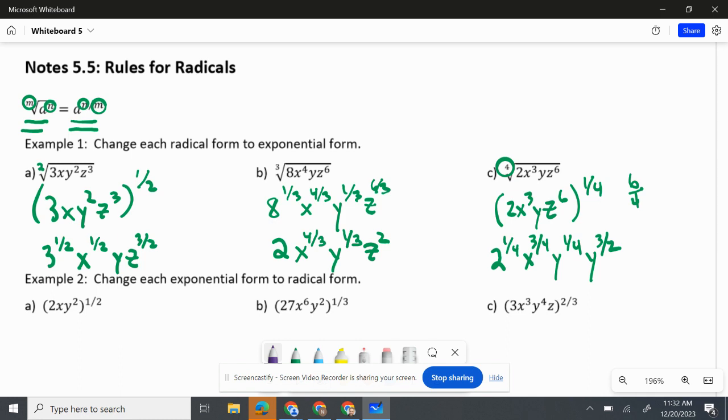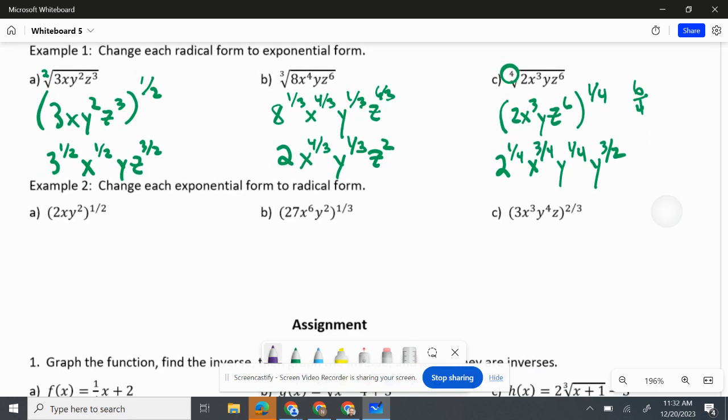Now what we're going to do for example 2 is we're going to change exponential form into radical form. So since this is 1/2, we're going to change it to a square root, and we're going to put 2xy squared. Now we can't simplify 2 and x, but the square root of y squared is just y, so our final answer is y square root of 2x.